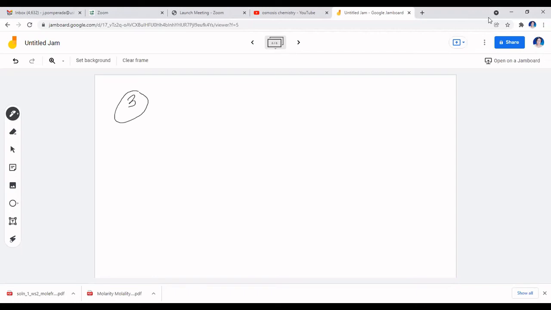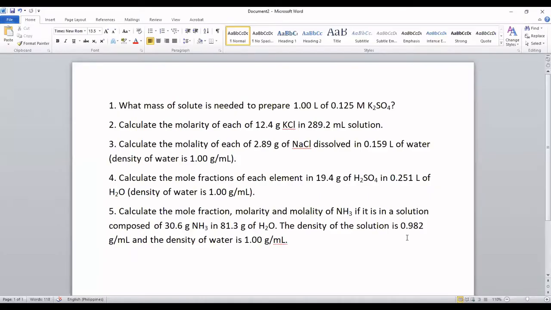Now go back to our problem set. Number 3 asks you to calculate the molality. Molality, moles of solute per kilogram of solvent. Given that you have 2.89 grams of sodium chloride dissolved in 0.189 liter of water. Now, density of water we know is 1 gram per ml. Okay, so what do we do?